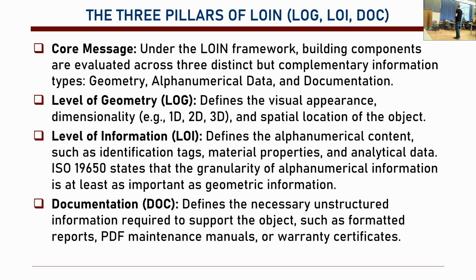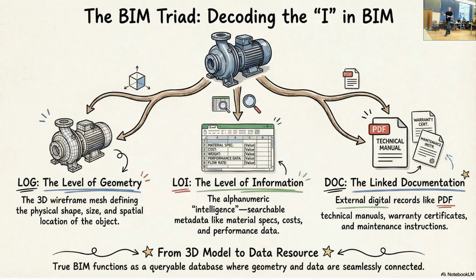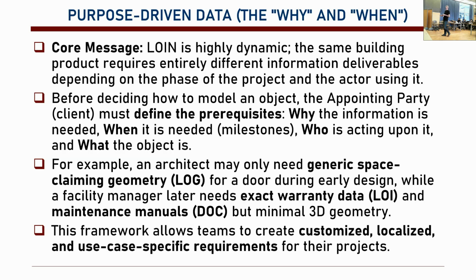Then documentation. What kind of unstructured documentation is needed? Like formatted reports, PDF manuals, warranty certificates, etc., as I mentioned earlier. So yeah, level of geometry. For this pump, how detailed will the geometry be? Level of information: the material specifications, cost, weight, performance data, flow rate, intelligence. Then documentation, like technical manuals, warranty certificates, maintenance instructions, etc. So I want to be able to accept these. Okay? From 3D model to data resource.